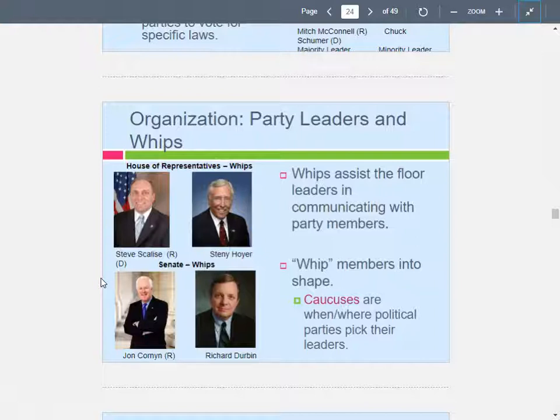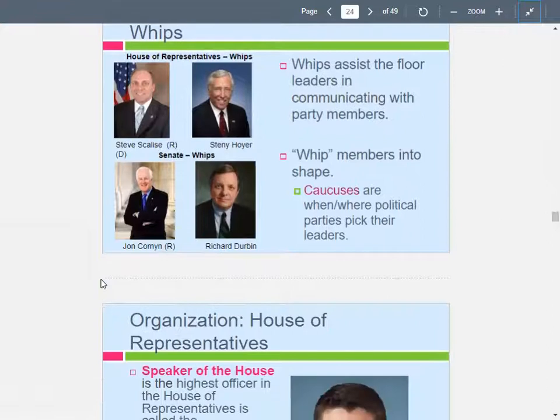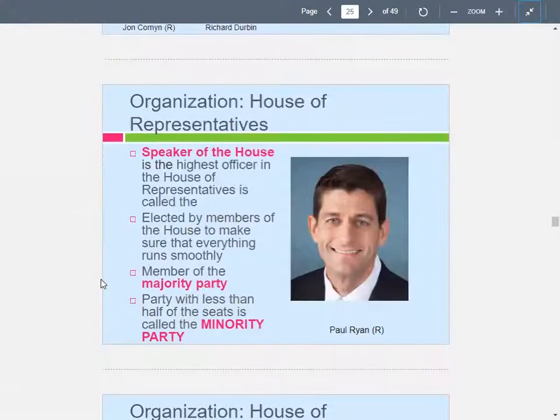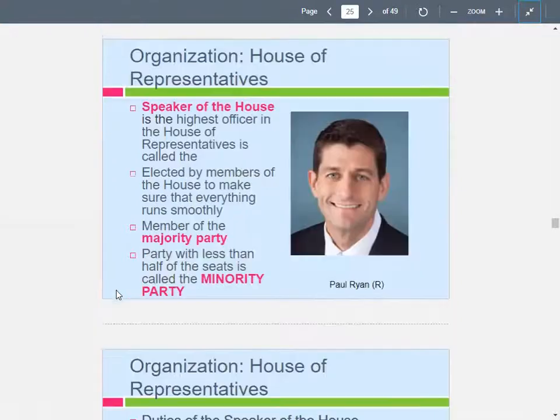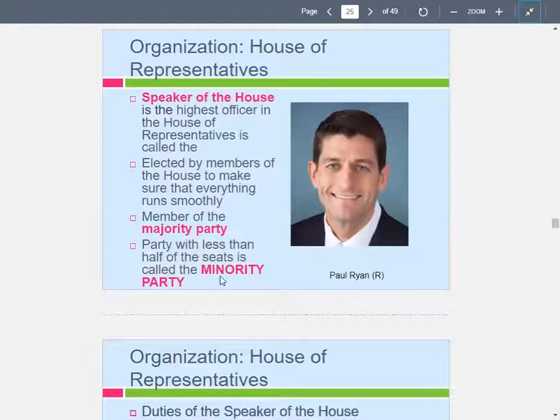Caucuses are when and where political parties pick their leaders. In the House, you have the Speaker of the House, who is the highest officer in the House of Representatives. He's elected by members of the House to make sure that everything runs smoothly. He's also a member of the majority party. So if most of the people in the House of Representatives are Democrats, the Speaker of the House will be a Democrat. If the majority party is the Republicans, the Speaker of the House will be a Republican. The party with less than half the seats is called the minority party.